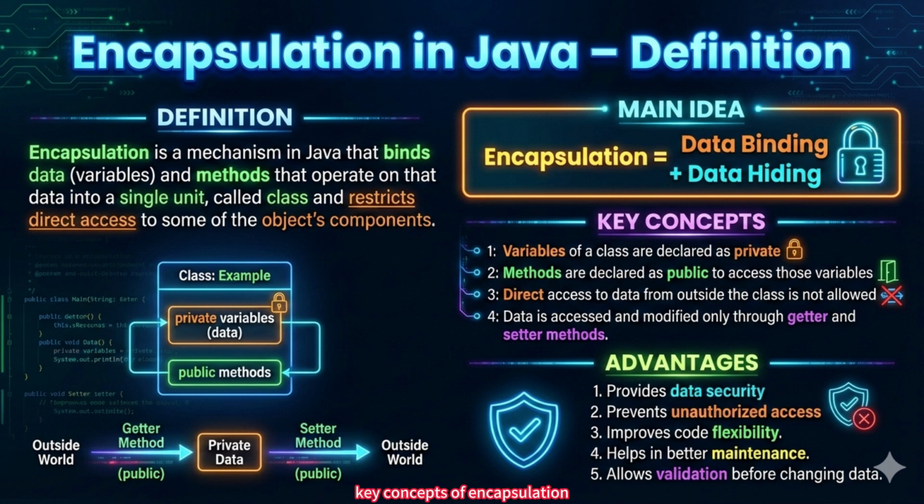Key concepts of encapsulation. There are some important rules in encapsulation. Variables of a class are declared as private. Methods are declared as public to access those variables. Direct access to data from outside the class is not allowed. Data is accessed and modified only through getter and setter methods.